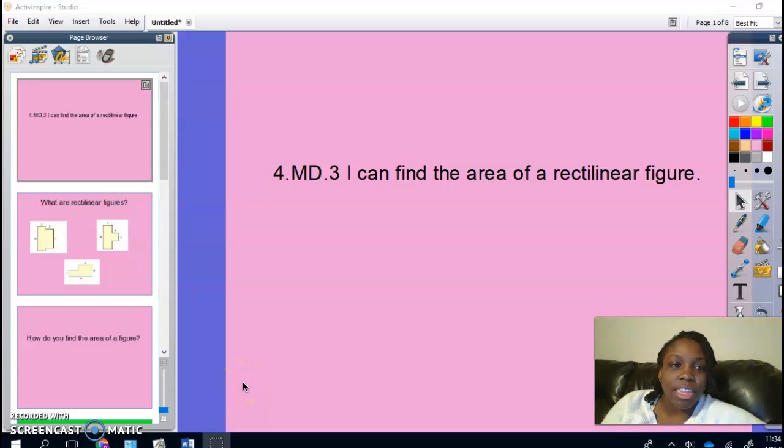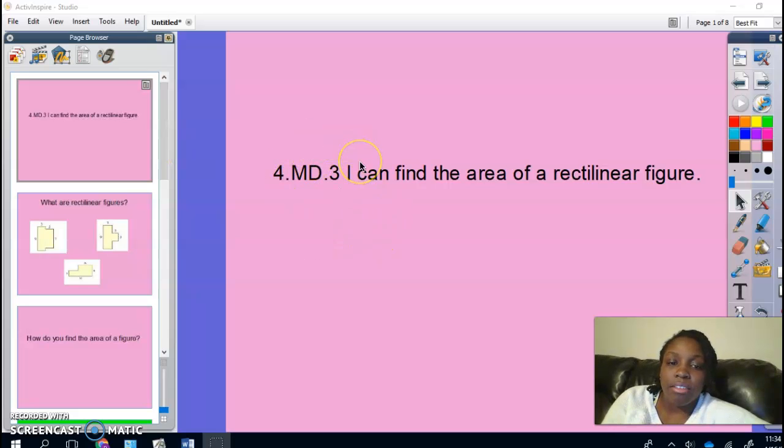Hey everyone, so today we are going to learn about rectilinear figures. From the previous lessons, you've already learned about finding the perimeter of a rectangular area. You've learned about finding the area of a rectangular area. So now you're just going to be finding the area of a rectilinear figure. So make sure that you're paying attention to the lesson. Remember, this is something new that we are learning today.